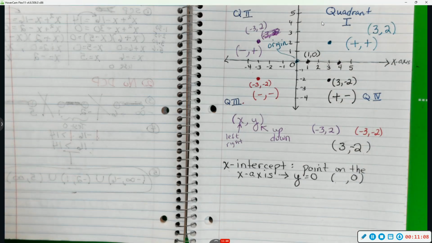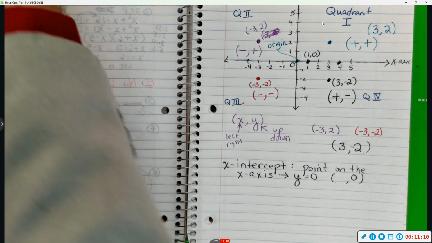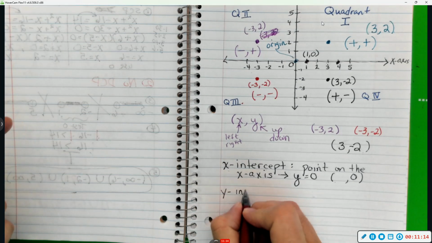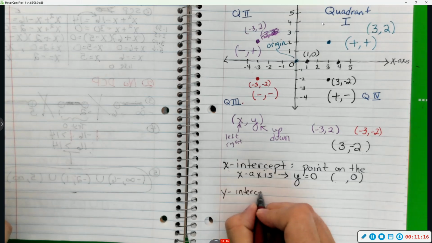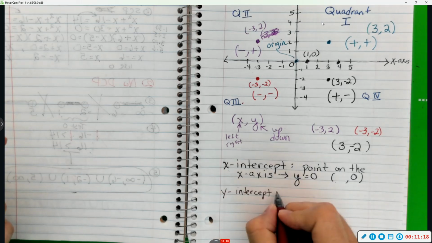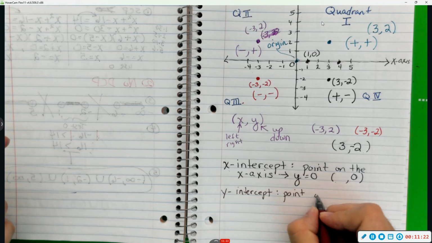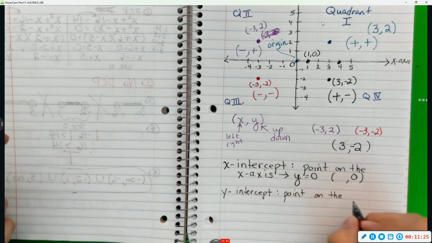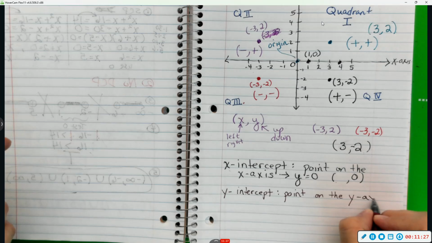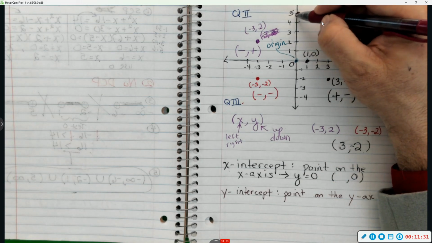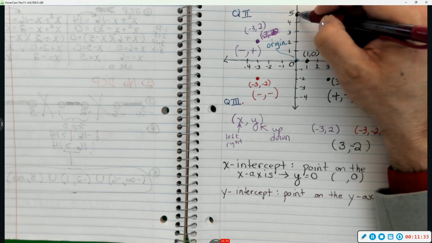Now, could y'all write a similar statement for a y-intercept? A y-intercept is a point on the y-axis. So it would be like right there. There's a y-intercept. There's a point on the y-axis.